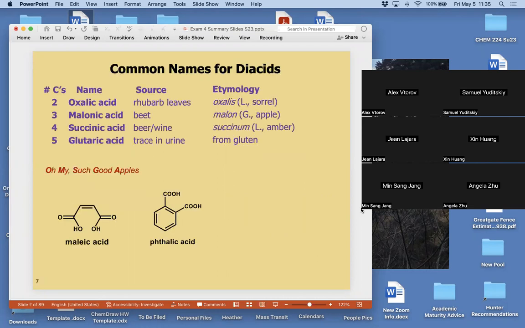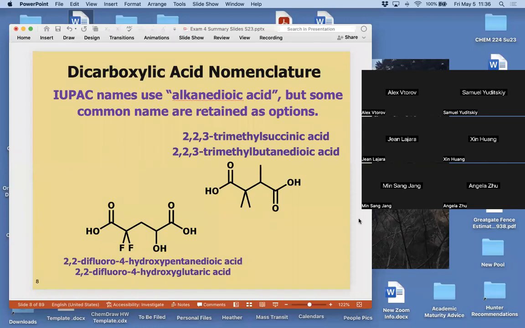Okay, diacids. We have discussed each of these, except for glutaric, in other contexts. They're just all worth knowing. Maleic and phthalic acid appear again in the rest of Orgo 2. Dicarboxylic acids, no secret.